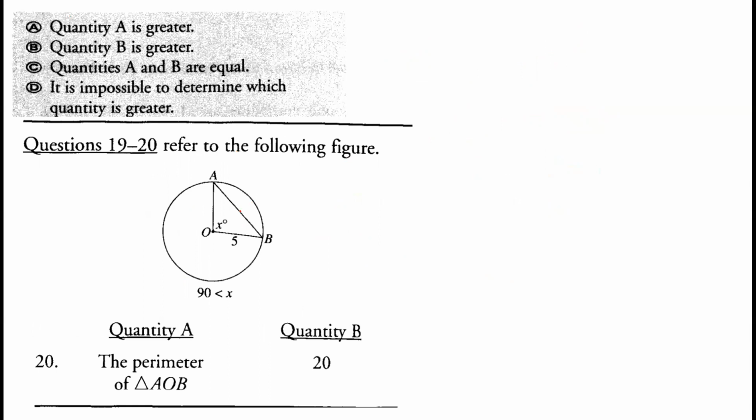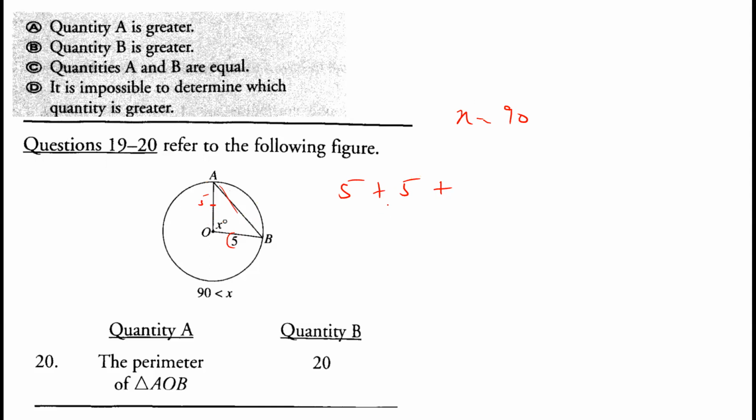Now refer to the following figure. We need to find, when x is greater than 90, the perimeter of AOB. I know that this is 5, and this side would be 5 as well. Now 5 plus 5, and when your x is 90 degrees, we came to the conclusion that this length would be 7 point something, 7.1. So this would be 17.